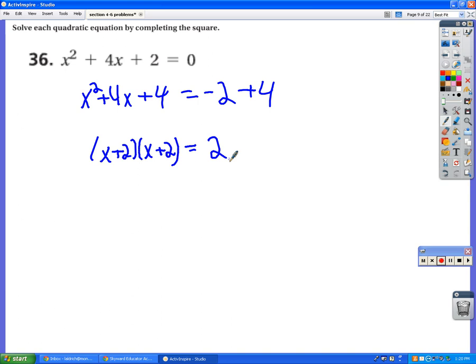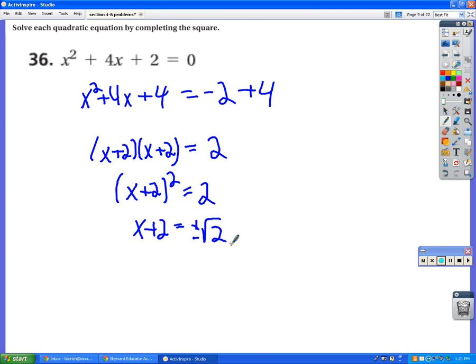Okay, so x plus 2 times x plus 2 is what? X plus 2 squared. So that equals 2. Okay, right, so just like we did with the other equations, since I have something squared equals a number, how do I get rid of the squared? Square root it. What's the square root of x plus 2 squared? X plus 2, because the squared and the square root cancel. What's the square root of 2? Nobody knows! So we're just going to leave it as plus or minus the square root of 2.